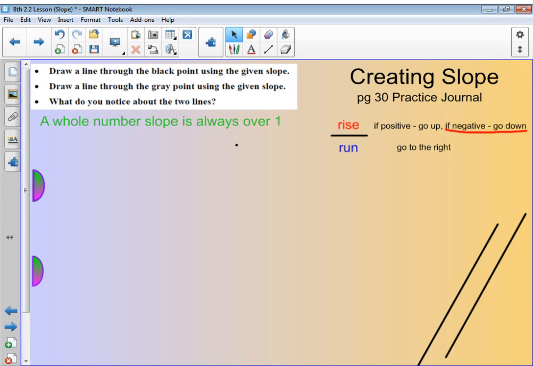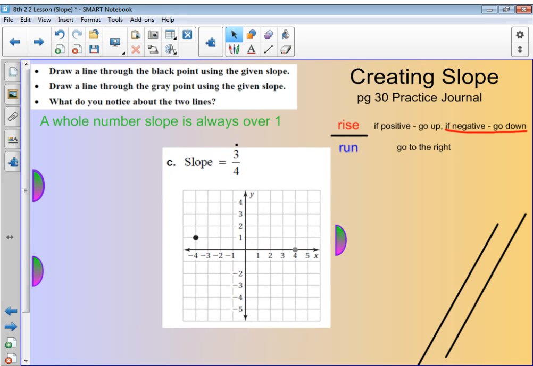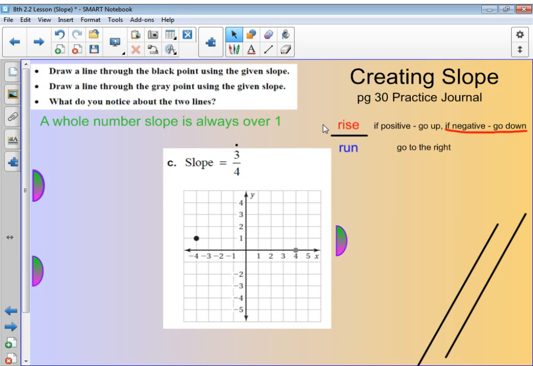Okay, so let's try another one. So we have 3/4. So this time it's positive. So from each of our dots, we're gonna go up first and then to the right 4. So up 3, puts me right there, and then over 4, 1, 2, 3, 4, my new dots here for the black. Draw my line through that.